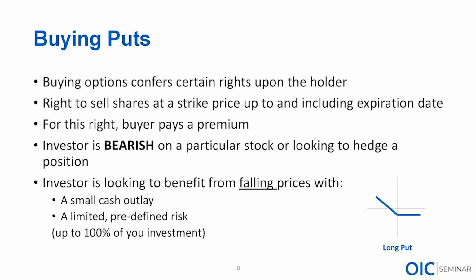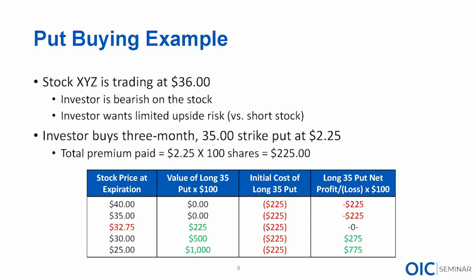So let's look at an example. Stock is trading at $36 a share, and we're bearish on this stock. We want to capitalize on a move lower. We don't necessarily want to sell shares short or do another form of a short market trade, so we buy put options. We buy a 3-month 35 strike put at 2 1/4 in this case. Options are quoted on a per share basis, so 2 1/4 translates into $225 total dollars.